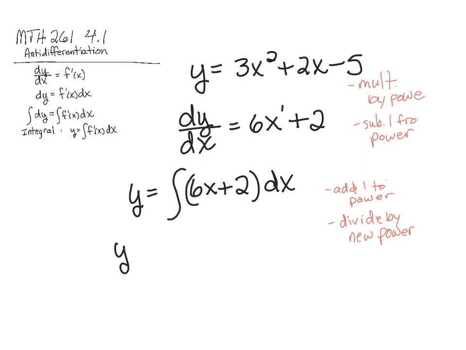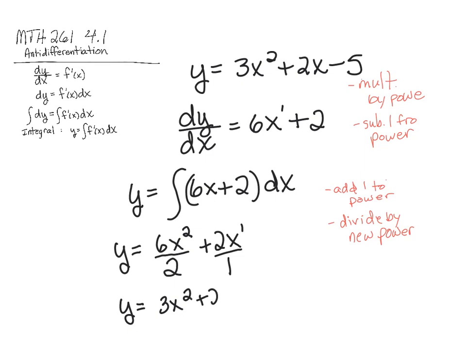So y equals, we have 6x to the 1, but we're going to add 1 to the power and divide by the new power. Then we have plus 2, x was to the 0. We add 1 to that, and we divide by that. So you see what we have is 3x squared plus 2x, but wait a second. The original function had a minus 5.